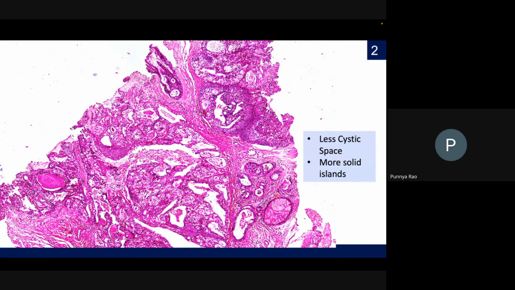If you have an intermediate variant, usually you will have fewer cystic spaces. You will have more solid islands. So there are cystic spaces, but there will be more of solid islands. The previous one was predominantly cystic. That was the extremely low-grade one. It would have been easily mistaken for a retention mucocele. This one is the intermediate one, which had a lot of cystic as well as solid areas mixed.